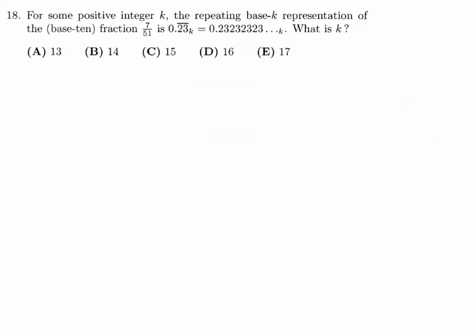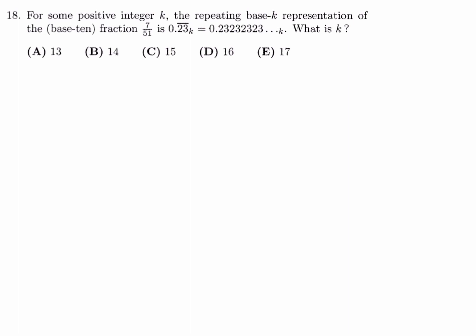For some positive integer k, the repeating base k representation of the base 10 fraction 7 over 51 is 0.23 repeat to the base k, which equals 0.23, 23, 23, and so on base k. What is k?